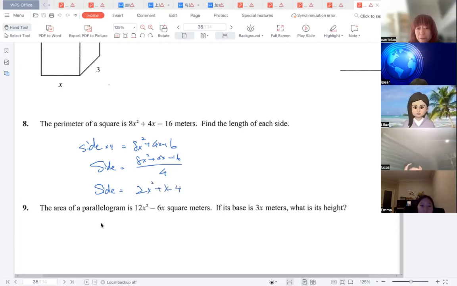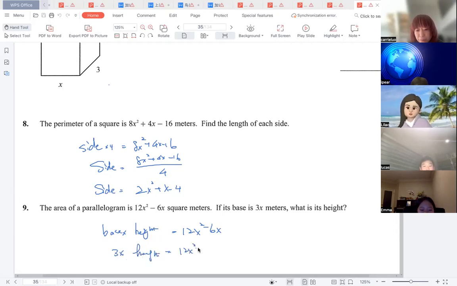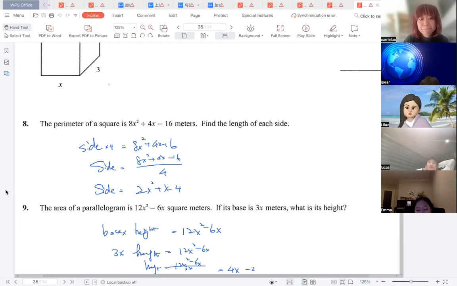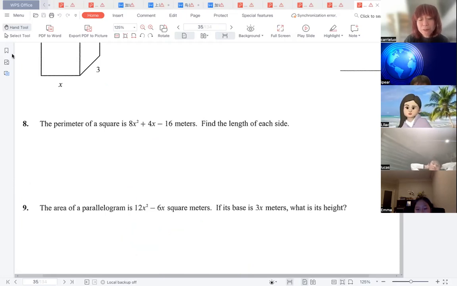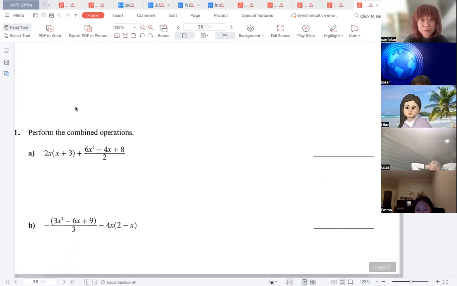Okay, so the area of the parallelogram is the base times height, right? Equals 12x squared minus 6x. So base equals 3x times height equals 12x squared minus 6x. So height equals 12x squared minus 6x divided by 3x equals 4x minus 2. Get everybody? Okay, so that's it for this part.